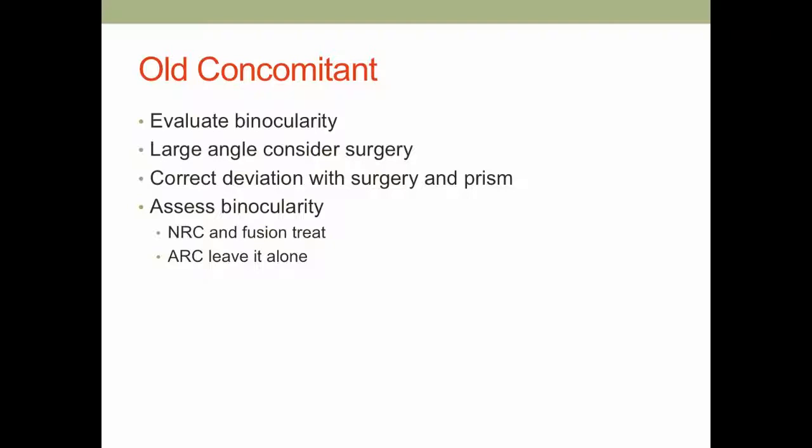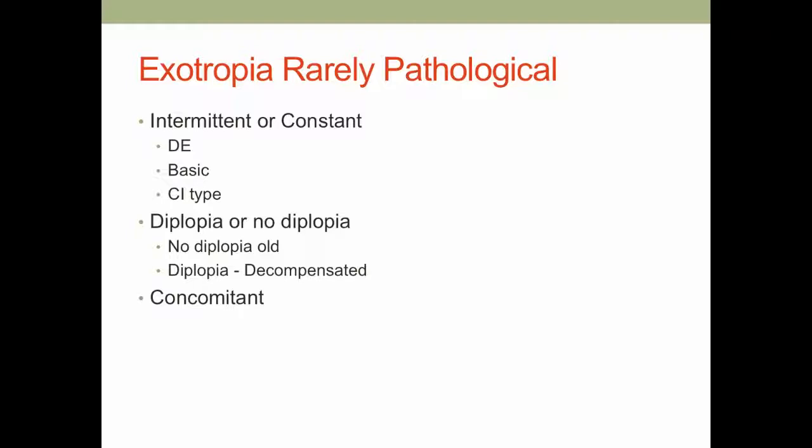The determination of binocularity can be assessed after surgery. Clearly make sure these patients have normal retinal correspondence before instituting any type of fusion treatment. In my experience, ARC is very difficult to ameliorate, and usually if it's very embedded, particularly after surgery, we kind of leave these patients alone. The risk of intractable diplopia is too high.